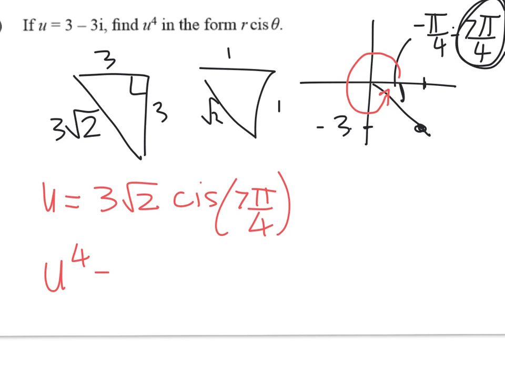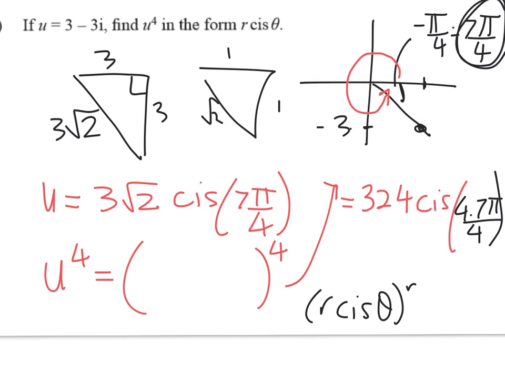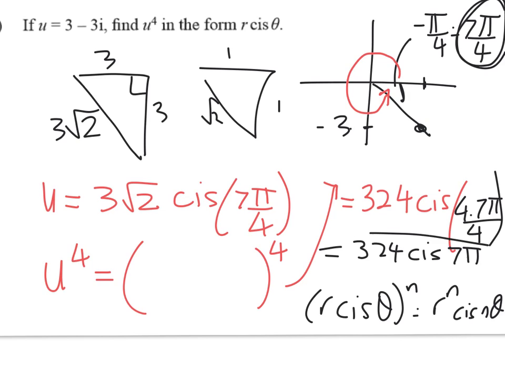So u to the power of 4 is equal to that to the power of 4. So by de Moivre's theorem, 3 root 2 to the power of 4 is equal to 324, cis, well, it's going to be 4 times 7 pi on 4. Right, because remember de Moivre's theorem says that if we've got r cis theta to the n, that equals r to the n cis n theta. Okay, so this whole thing equals 324 cis of 7 pi, but we don't want to leave it like that.